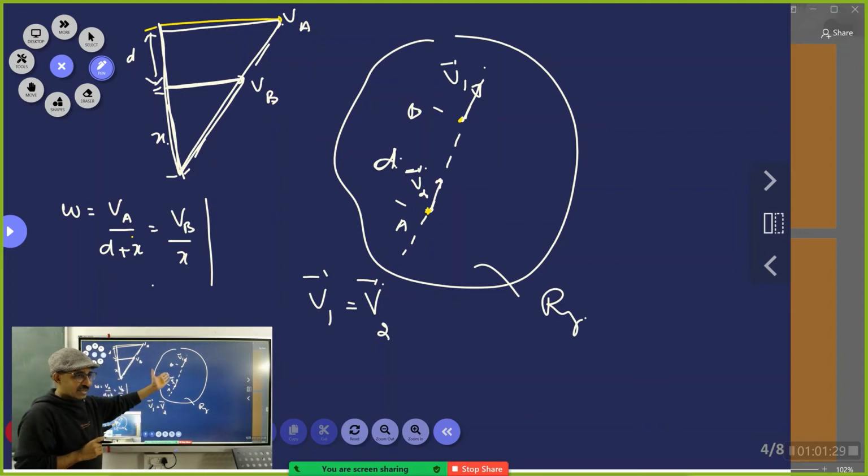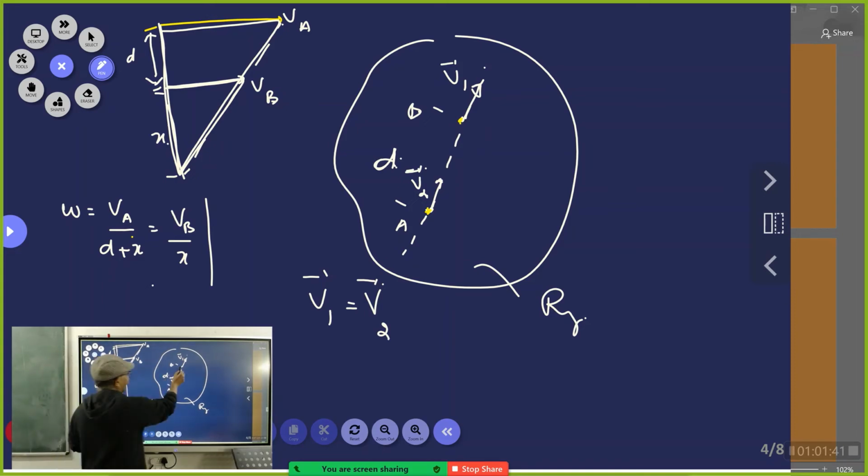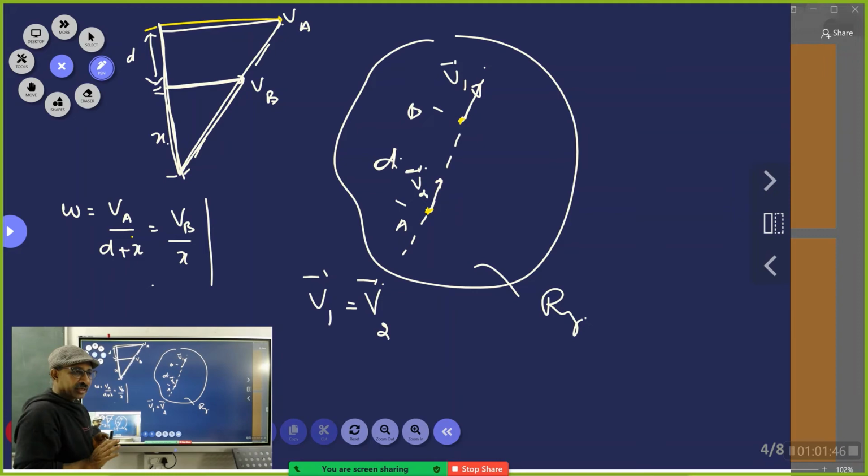They are not the actual velocities. See, here I am giving a condition. The velocity at this point is V1 bar, the velocity at this point is V2 bar. Now what can be the relation between V1 bar and V2 bar? They have to be equal. There cannot be any other relation. Same for rigid bodies. Got it now?